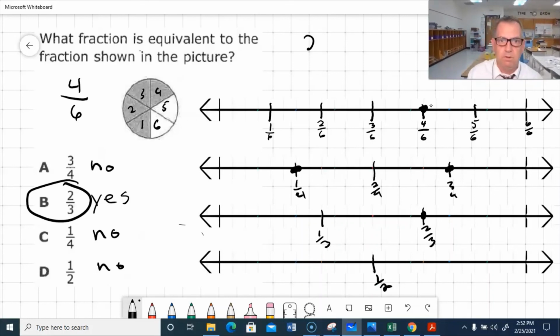We can write that out. 2/3 is equal to 4/6.